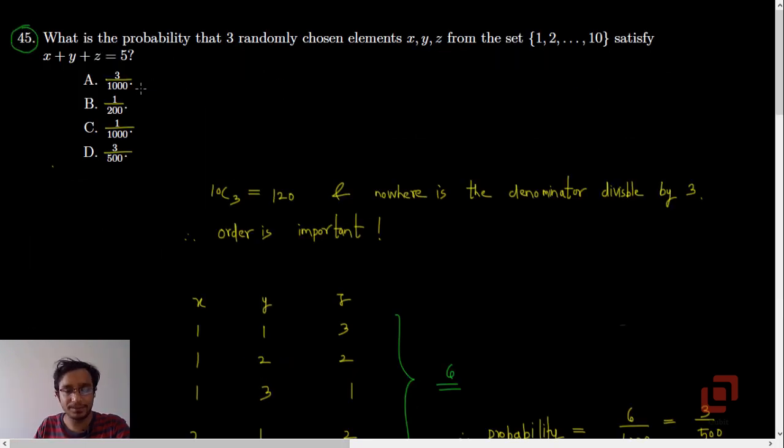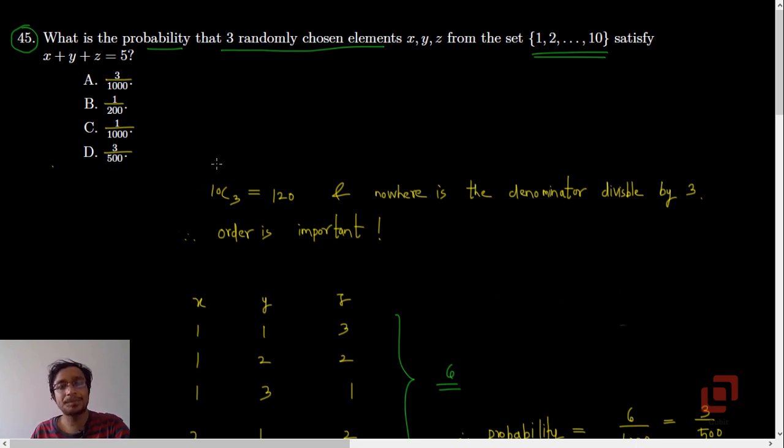Question number 45, last one. What is the probability that 3 randomly chosen elements x, y and z from the set of natural numbers 1 to 10 satisfy x plus y plus z equal to 5? Option A 3 upon 1000, B 1 upon 200, C 1 upon 1000 and D 3 upon 500.